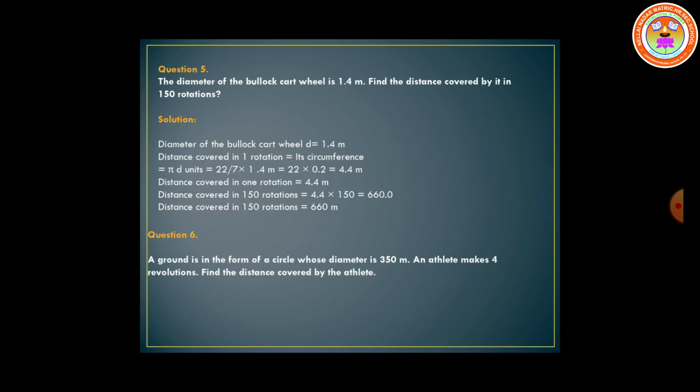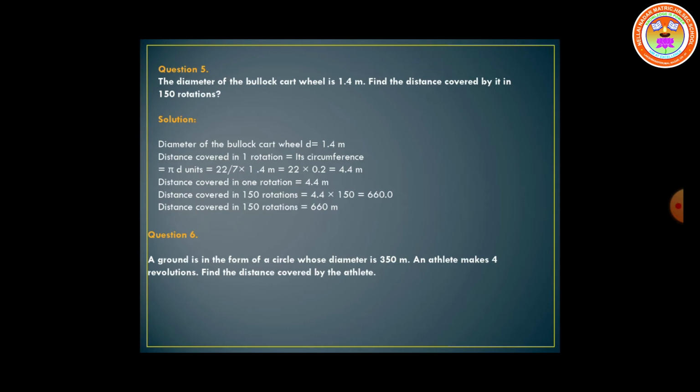Next, the diameter of the pull cart wheel is D is equal to 1.4 meter. Distance covered in 1 rotation is equal to circumference. The diameter is there. How do you find the circumference of the circle? Using the formula pi D units. Instead of pi, you have to put 22 by 7 into 1.4 meter. How many times does 7 go into 1.4? 0.2 times.